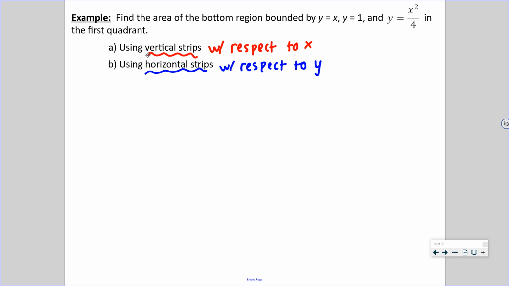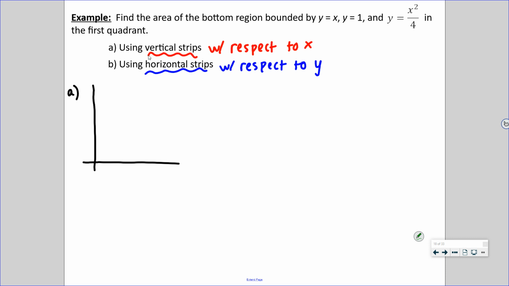Okay, so I'm going to start by sketching it, like I always do with these ones. Let's start with part A over here. And obviously, if we do this correctly, we should get the same area. It says only in the first quadrant, so I'm just going to section off that piece of my graph. We have the line y equals x, y equals 1, and y equals x squared divided by 4. I think I'm going to start with this one.